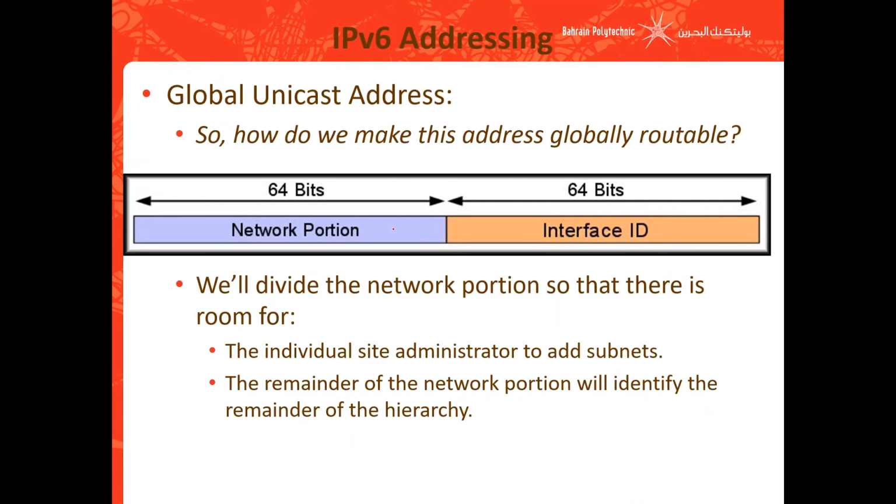Now the network portion, what does it have? We spoke about the interface ID. We said it has an identifier and a 48-bit MAC address for the device, right? What does the network portion have? The network portion has subnets. It consists of the different subnets that we want. And the remaining portion has the hierarchy, which we will talk about in a minute. So, subnets and hierarchy.